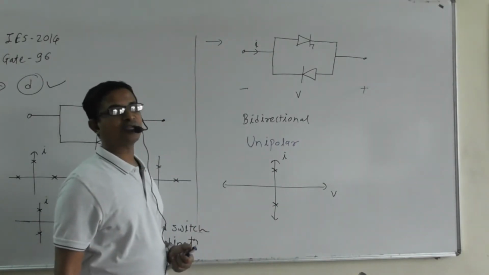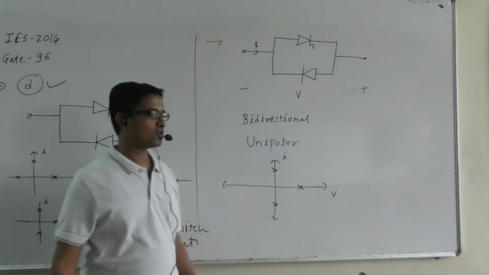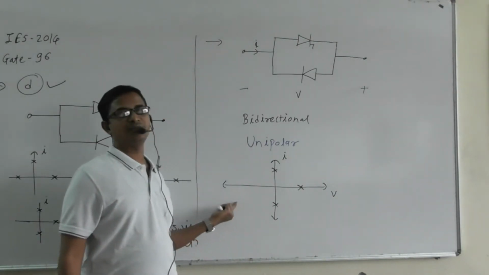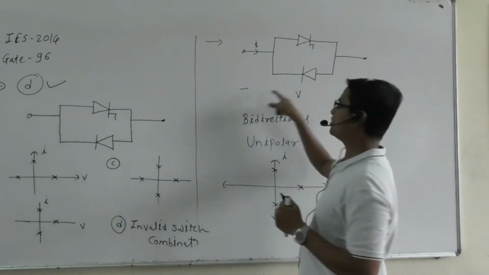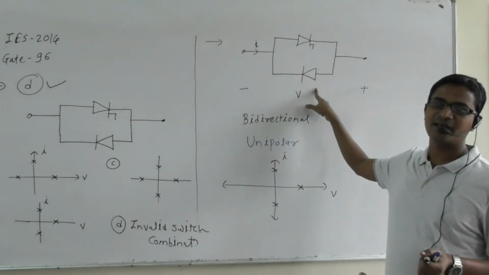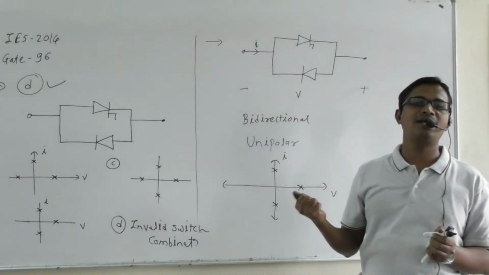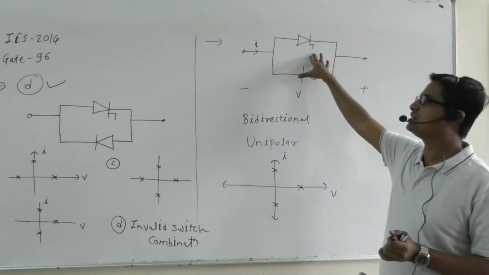And the switch is blocking the forward voltage, right? Means here will be the operating point. The switch is not blocking the reverse voltage. Be careful. Why is the switch not blocking the reverse voltage? Because when the reverse voltage is applied, this diode will be in the on state, right? Blocking means that even if we apply the voltage, the current will not flow, right? Because the switch is in the off state.